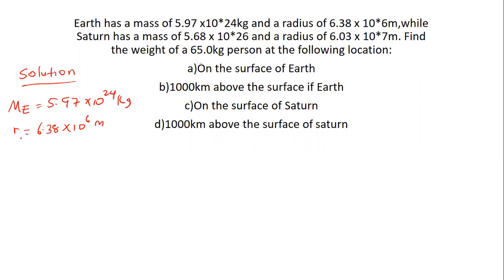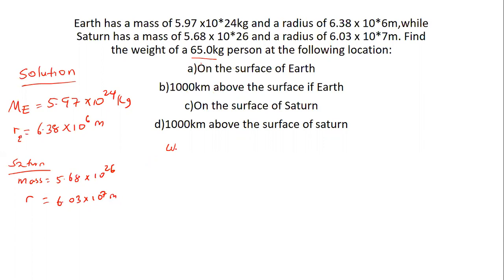This is for Mars, right? And Saturn has a mass of 5.68 times 10 raised to the power 26. It has a radius of 6.03 times 10 raised to the power 7 meters. Now find the weight of a person who is 65 kilograms on the following locations.